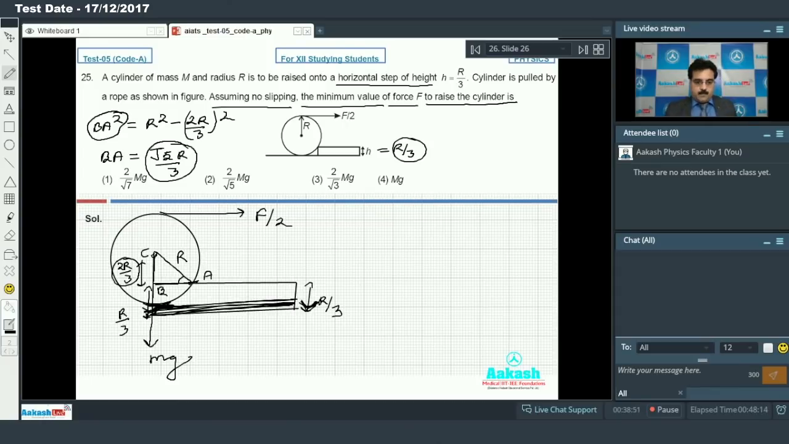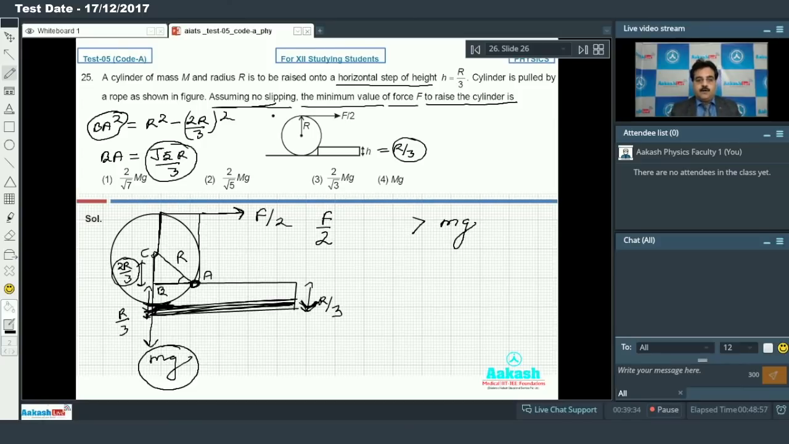Why am I calculating this? Because I want to solve torque about this point A, because if the torque created by F by 2 is greater than the torque created by the weight of the cylinder, and if I compare these two torques, so if the torque created by F by 2 is greater than the torque created by mg, then this cylinder will be raised onto the horizontal surface.